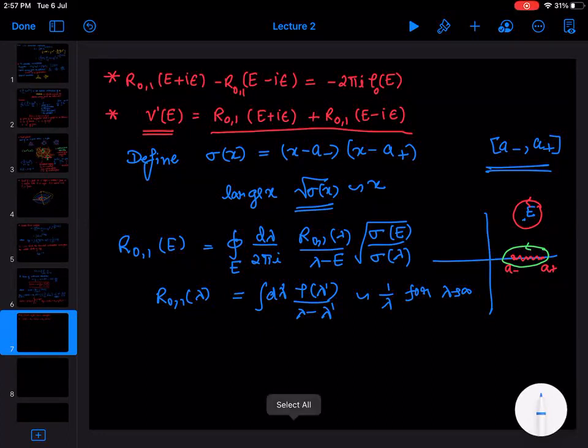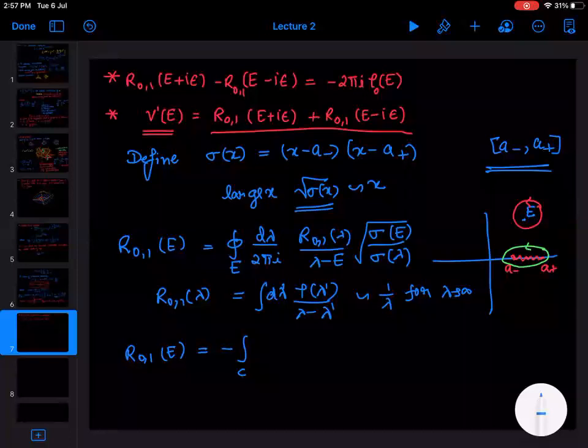So that's what I'm going to do. Here the integration range of lambda prime is 0 to infinity. Oh, I couldn't hear you properly. The integration range of the R01 lambda expression that you wrote.